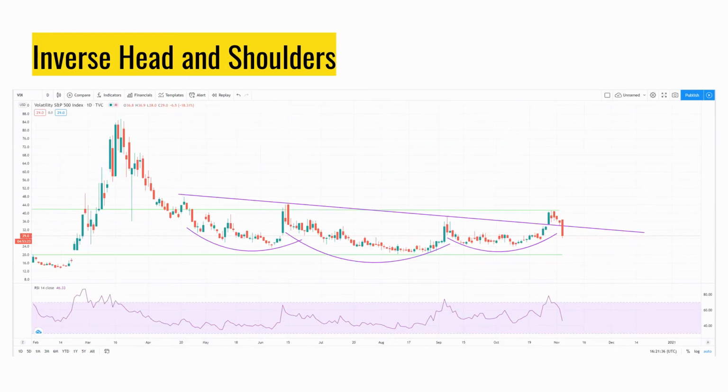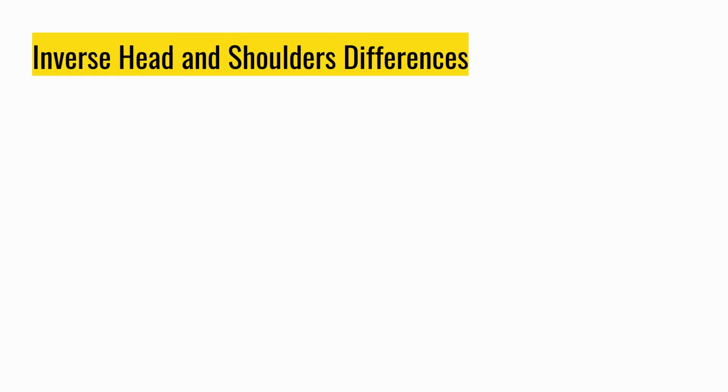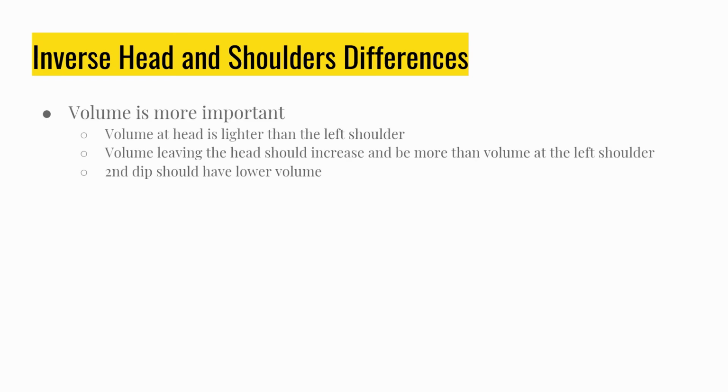The opposite of head and shoulders is the inverse head and shoulders. Here, we see the same left shoulder, the head, and the right shoulder. There are a few differences between the inverse head and shoulders and the head and shoulders. The first difference is that volume is more important, and you should be less flexible when volume doesn't match these following characteristics. First, volume at the head is lighter than the left shoulder. Second, volume leaving the head should increase and be more than the volume at the left shoulder. Third, the second dip should have lower volume.